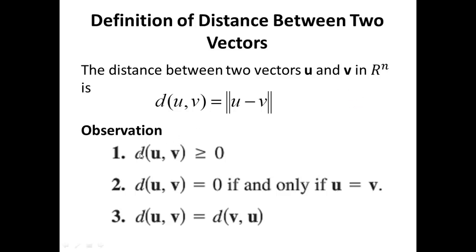Observation: the distance between u and v is bigger than or equal to 0. The distance between u and v equals 0 if and only if u equals v. And the distance between u and v is the same as the distance between v and u.